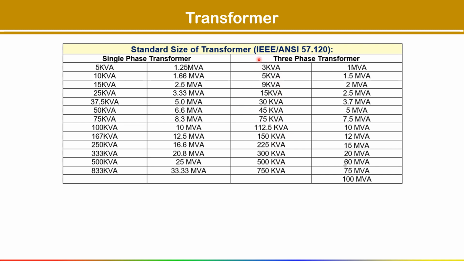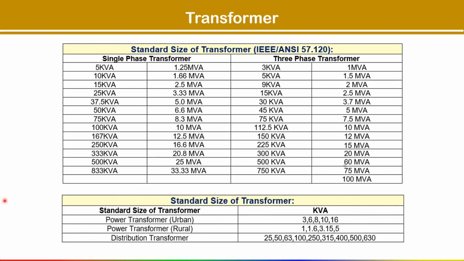Okay, IEEE means, I think all of you know, Institute of Electrical and Electronics Engineers. As per this standard, some standard sizes of transformers are given here, so it is important to know. Now the next table, as per this standard, the standard size of transformer is given: power transformer for urban area, power transformer for rural area, then distribution transformer. Their standard sizes are given in kilovolt ampere, kVA.